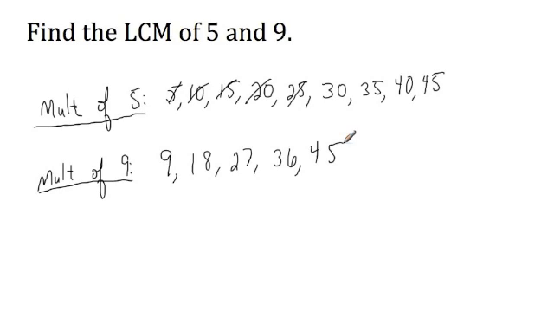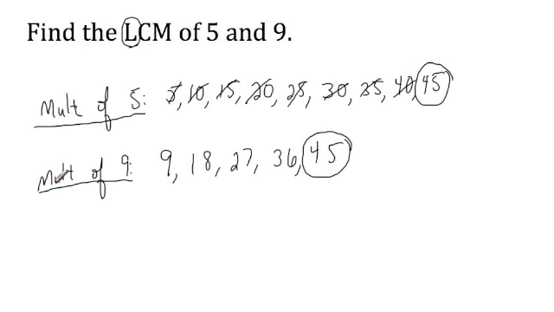If you look at both lists, we can now see whether there is a common multiple. 30 is not on both lists, 35 is not, and 40 is not. However, 45 is a multiple of both 5 and 9. And since we considered all the smaller multiples of 5 first, that means that it must be the least common multiple of 5 and 9.